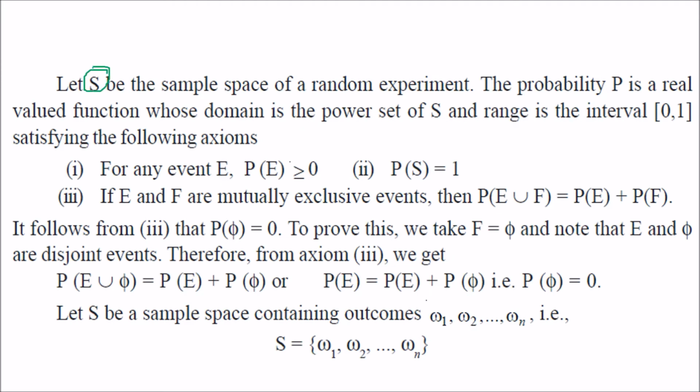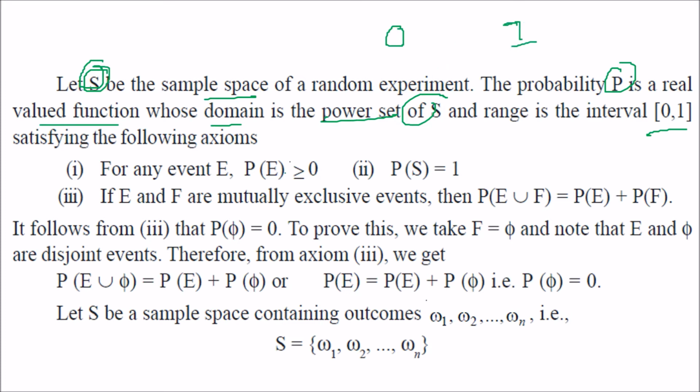First thing is, if S is your sample space of a random experiment, the probability P is actually a real valued function. The domain is the power set of S, that is, all the subsets which are possible for this S. And the range is between 0 and 1. What it means is that the probability is going to come between 0 and 1, inclusive of 0 and 1.